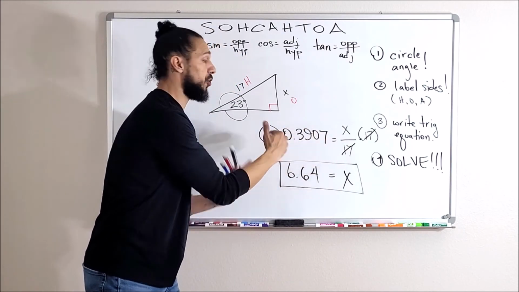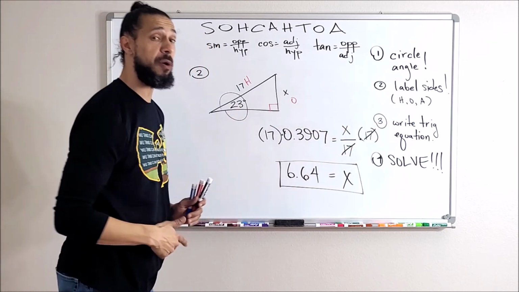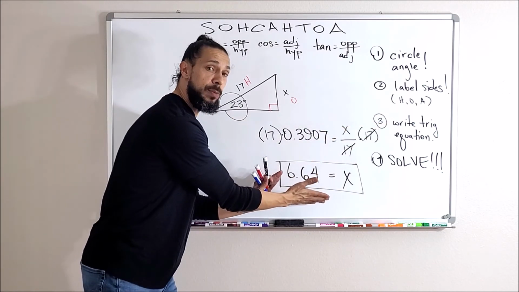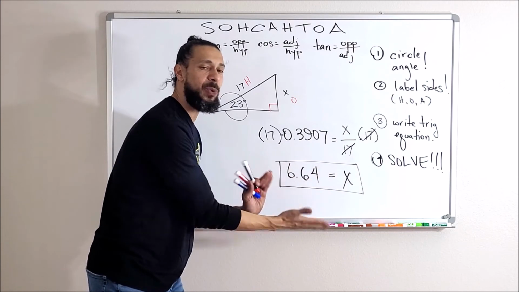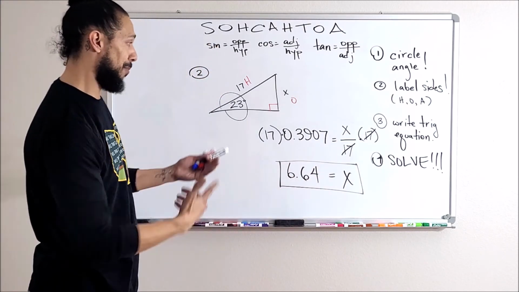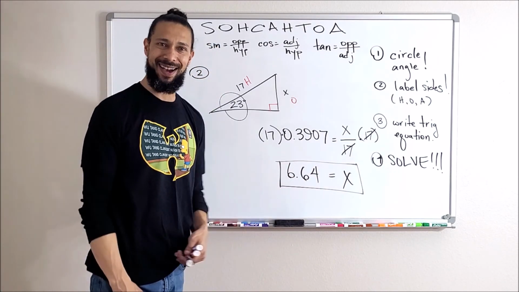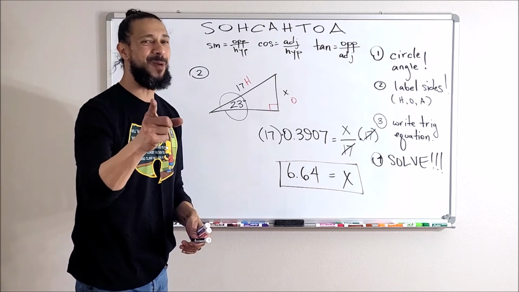Now, check with the rounding. When this comes out of your calculator, it's going to be a whole string of numbers. Check with your teacher about the rounding and how many decimal places or significant digits you want the answer to be to. And there you go. Let's try one more.